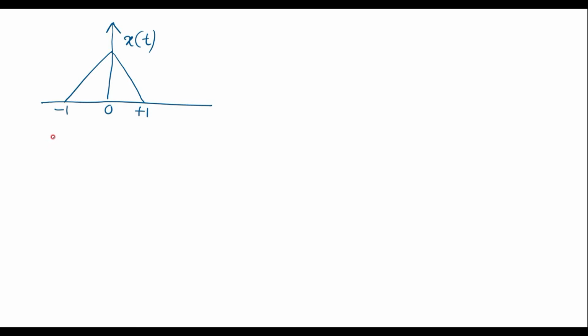We will perform x of 3t. X of 3t means that here we are supposed to perform the scaling operation, that is time scaling operation. Here the scaling factor is 3, which is greater than 0. If the scaling factor value is greater than 0, we will get the compressed version of x of t. That is, x of t is compressed by factor 3. I'll draw x of 3t here.